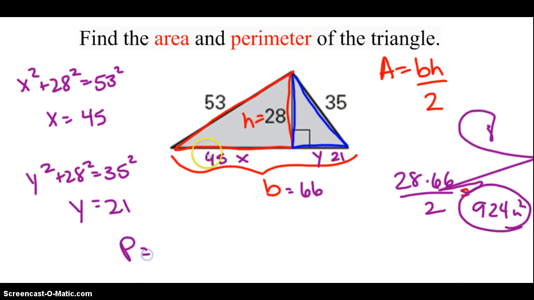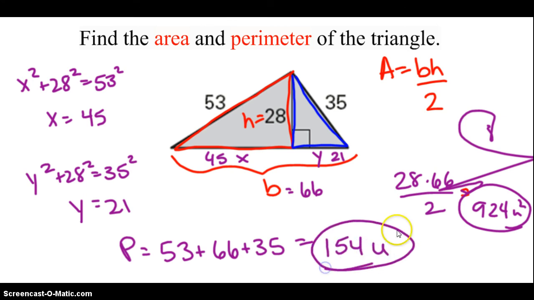And then our perimeter, we're just going to add the outer side lengths. Do not add in the 28 because it's not part of the perimeter. So it's going to be 53 plus 66 plus 35. Let's see what that is. 154 units, sorry, because that's a perimeter. Okay? Easy enough. We're using our knowledge of right triangles to help us with these problems.